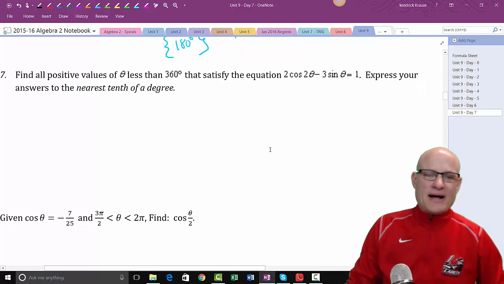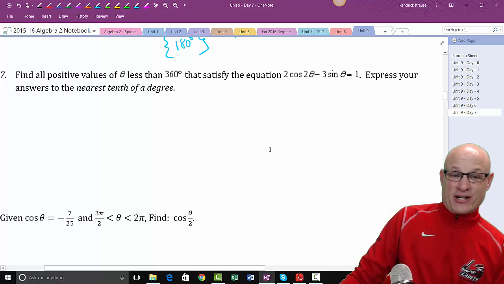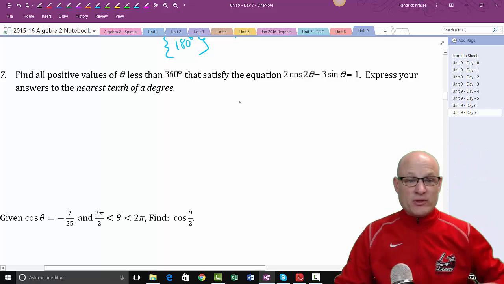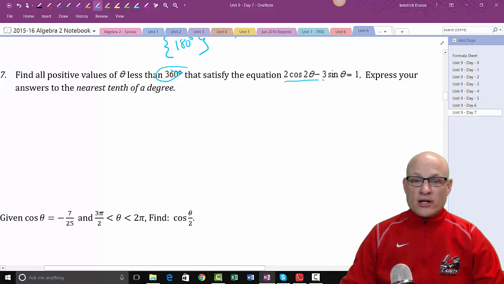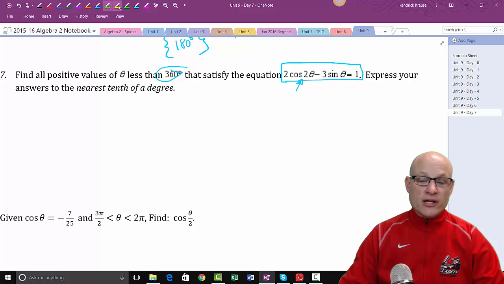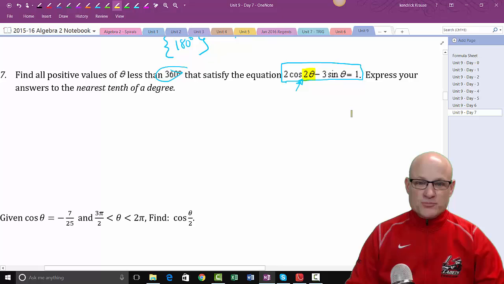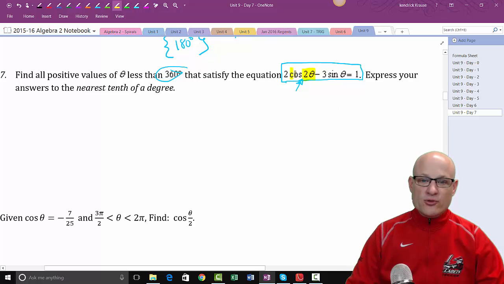All right, so find all positive values of theta less than 360 degrees. Less than, which means we cannot use 360 degrees, where this works. Okay, I told you before, we can only replace things that have 2's in them, like this right here. See this 2? I'll highlight it for you in yellow. So, cosine 2 theta. I want to replace cosine of 2 theta. Now I'm going to come over to my formula sheet. Now I see that I have sine in here.